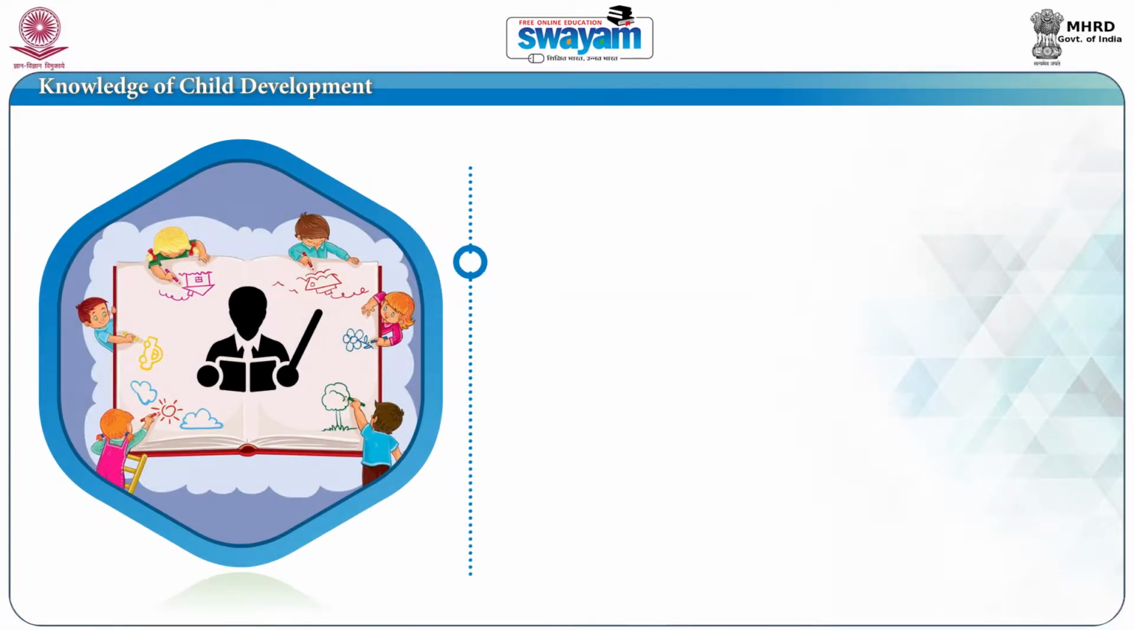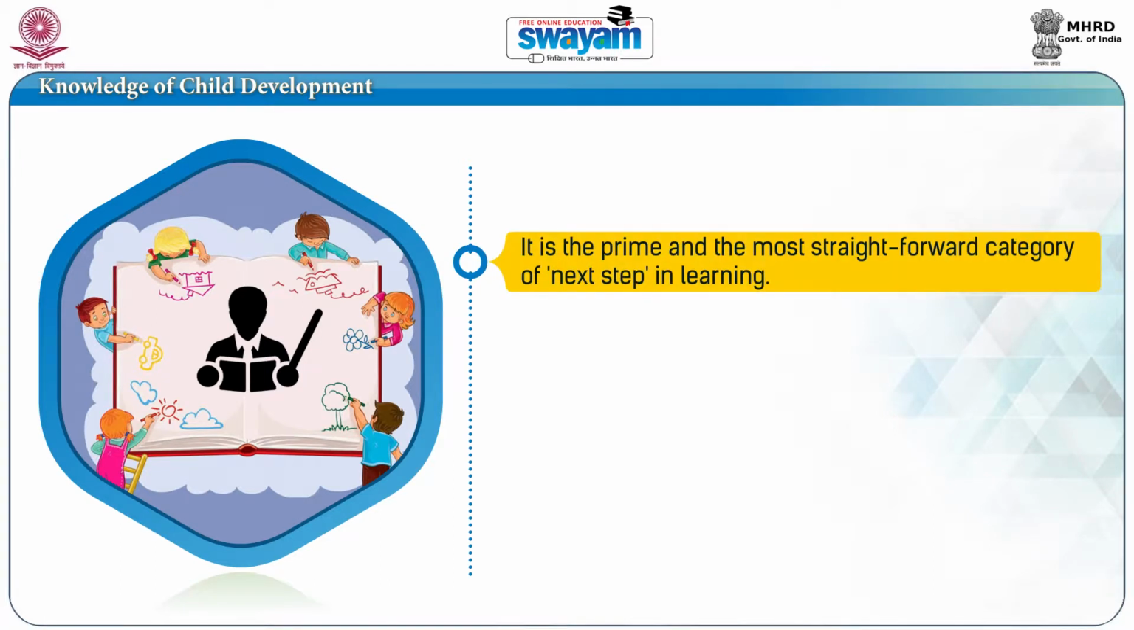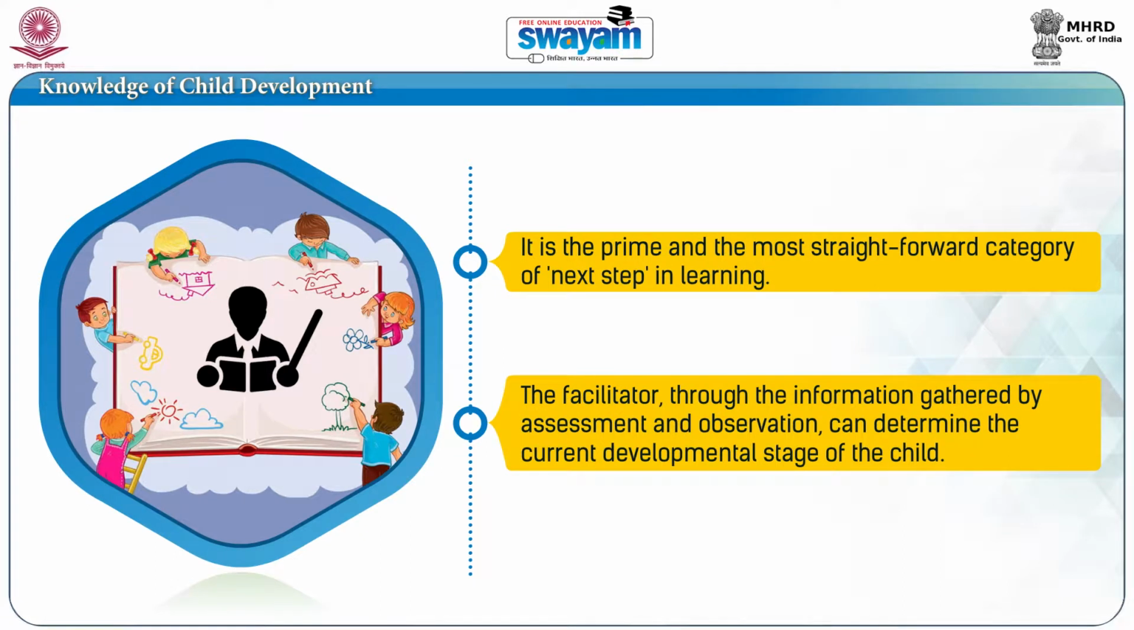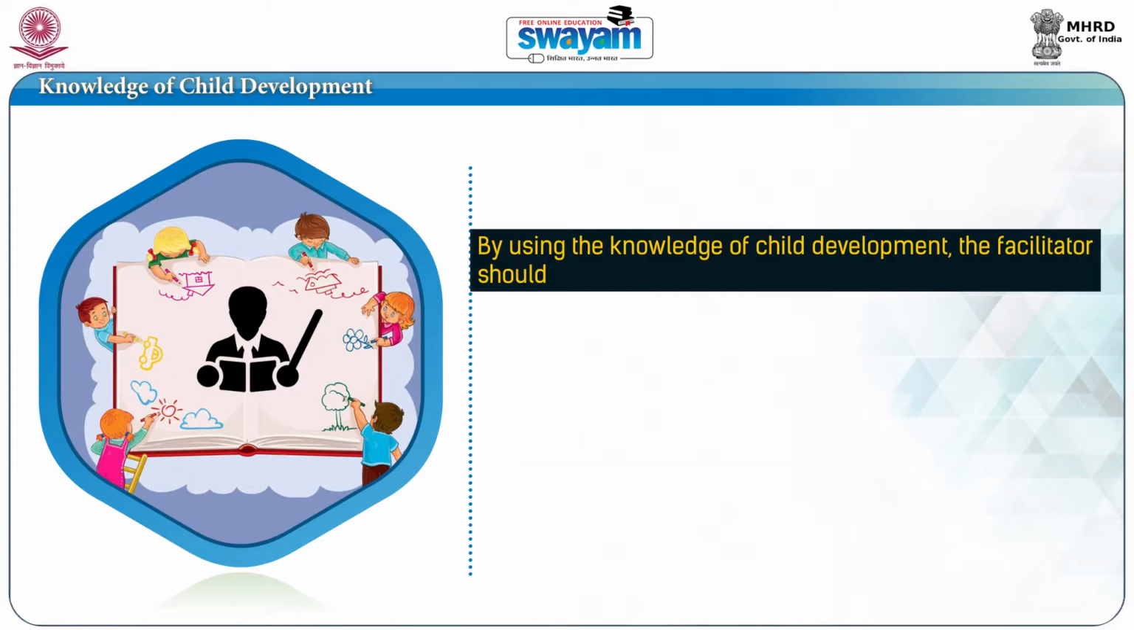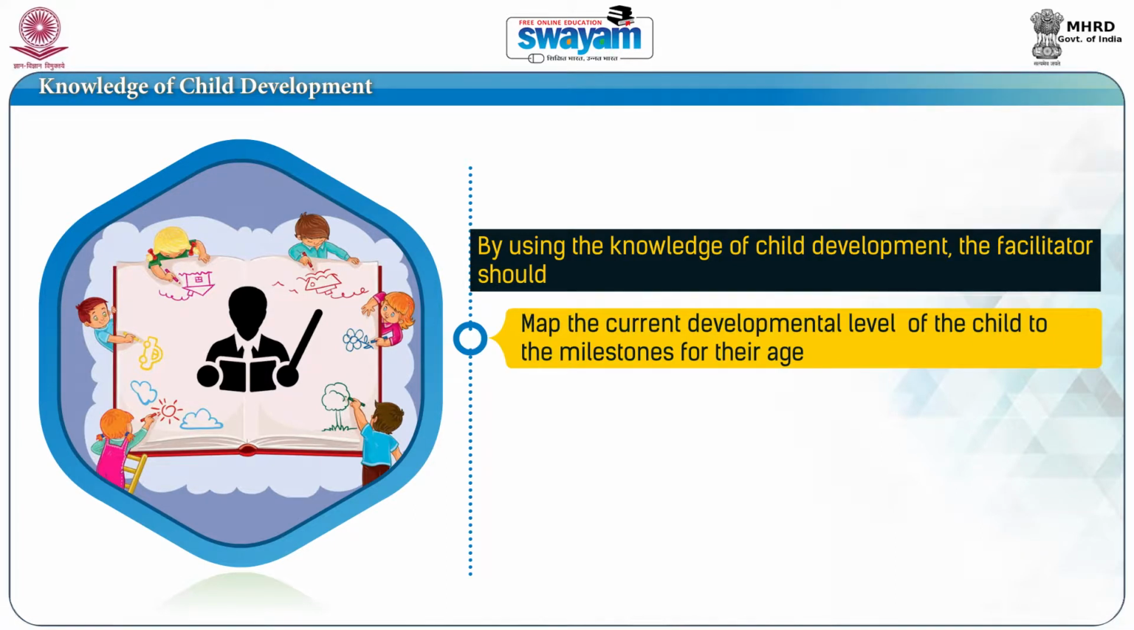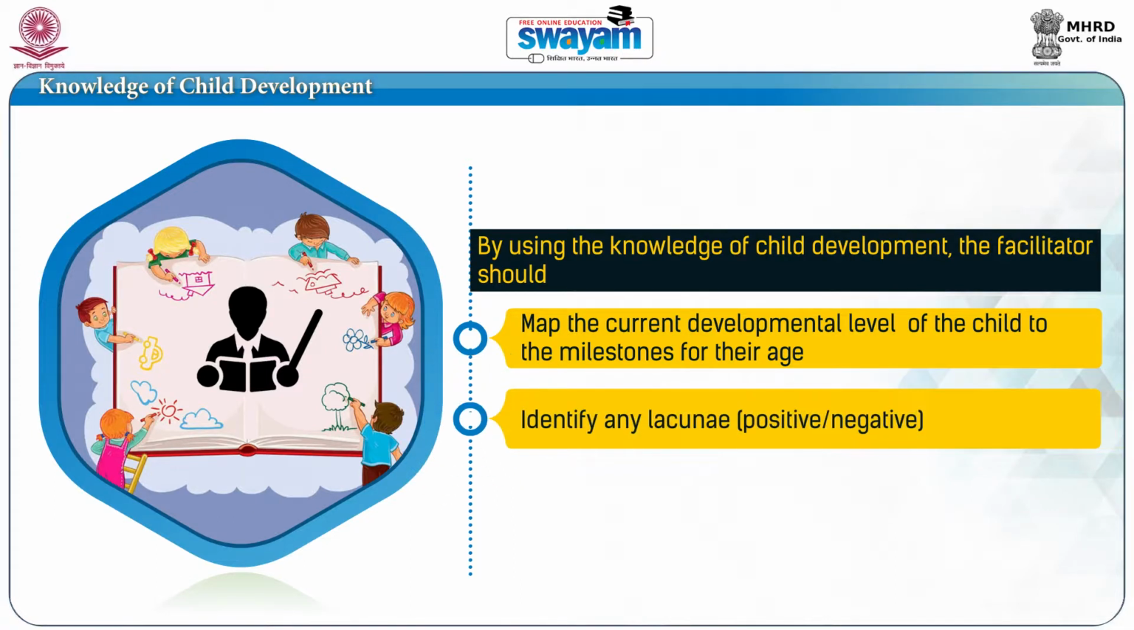Now, what is knowledge of child development? Knowledge of child development is a prime and the most straightforward category of next step in learning. The facilitator, through the information gathered by assessment and observation, can determine the current developmental stage of the child. By using the knowledge of child development, the facilitator should map the current developmental level of the child to the milestones for his or her age, identify if there is any lacunae.